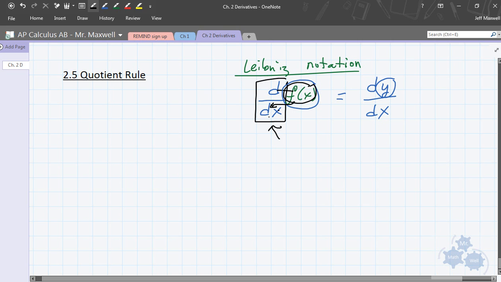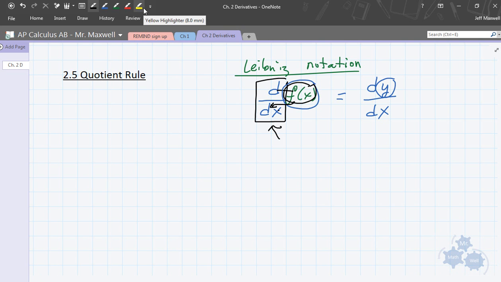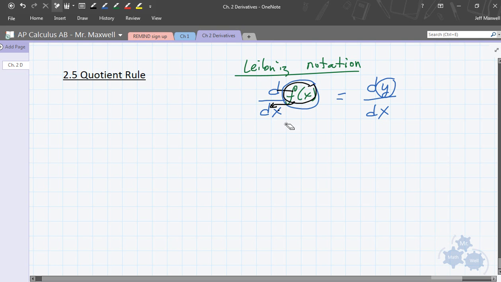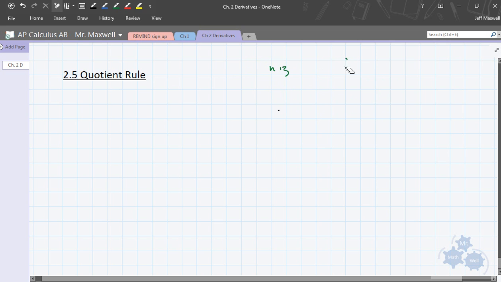So you'll see it in the textbook more and more now, and I want you just to be aware of the Leibniz notation. That's not really specific to the quotient rule, but I thought I'd just take care of that here. All right, more on that later. Actually, I'll just erase it off. Okay, quotient rule. You don't have to erase it, of course.